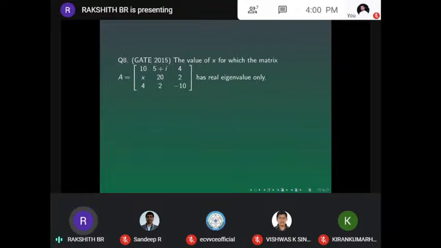Let me move on with the next question. The next question is as follows. The value of x for which the matrix A, with rows (10, 5 plus i, 4), (x, 20, 2), (4, minus 10), has real eigenvalues only. Before solving this problem, you need to know one point.